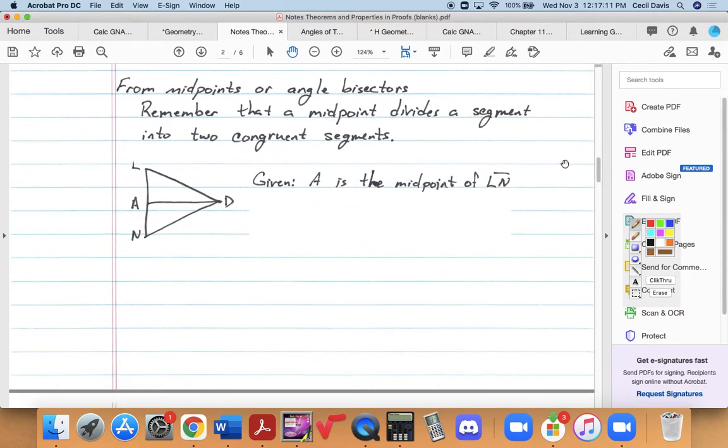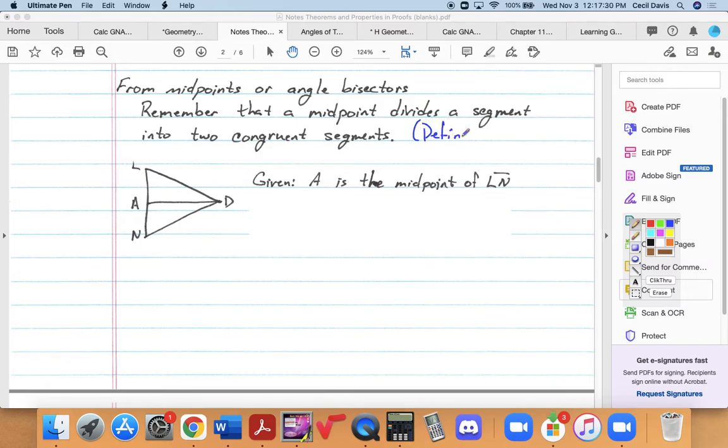Next, again, going way back, angle bisectors and midpoints. That's stuff we did near the beginning of the year. So here, remember that a midpoint divides a segment into two congruent segments. That is the definition of a midpoint. Midpoint divides one segment into two congruent segments. You did some of these on last night's homework.